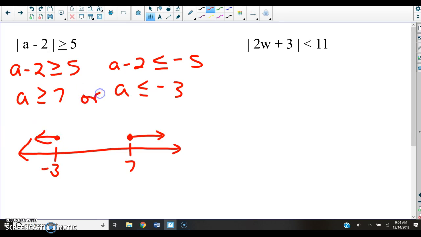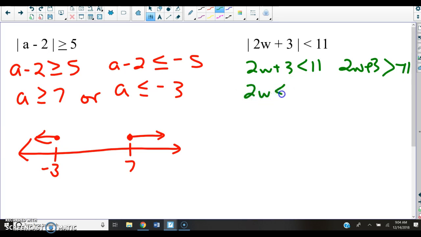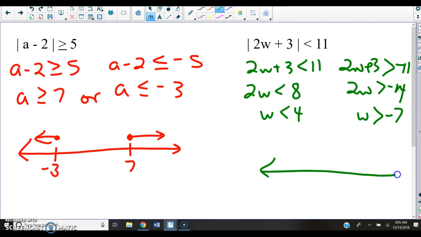It's an or. This other one, 2w plus 3 is less than 11. 2w plus 3 is greater than negative 11. Just looking at this, I think already it's going to be an and. W is less than 4. Subtract 3. Divide out the 2. And that's definitely an and. Greater than negative 7. Less than 4. It's an and. It's that barbell look.